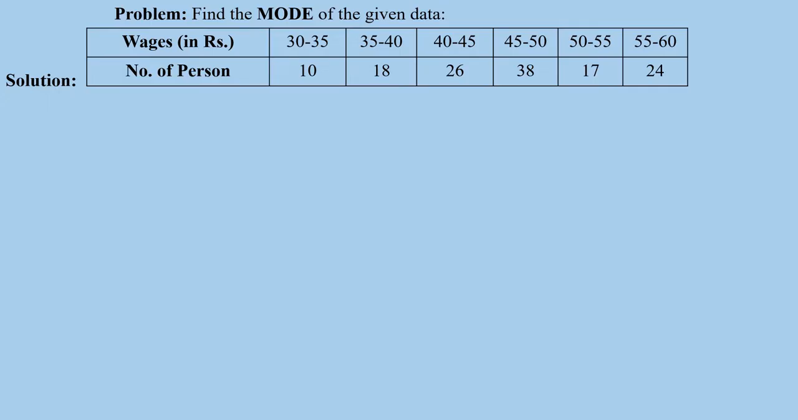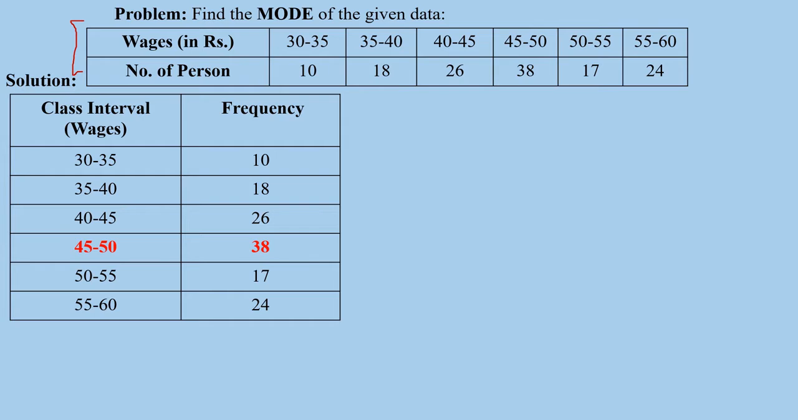Let's solve the problem on mode. First look at the values of frequency and observe which is the highest value here. So you can see that 38 is the highest value of frequency and it lies in class interval 45 to 50. So modal class is 45 to 50. Modal class is the class interval which has maximum frequency.